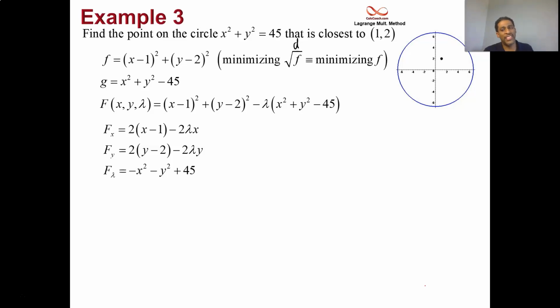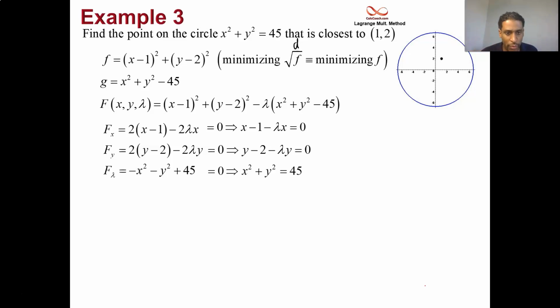And in doing it, let's go ahead and distribute, or cancel out the 2's if you want. That way we wouldn't have to distribute. When we set this equal to 0, the animation's off, sorry about that. But we can cancel out the 2's. We can divide both sides by 2, and we'll end up with x minus 1 minus lambda x equals 0. y minus 2 minus lambda y equals 0. And then the lambda partial means that you're on the circle.